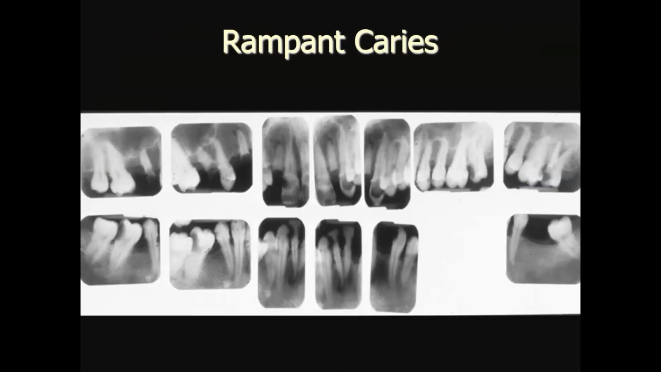Okay, this is rampant caries. This is just cavities literally everywhere. There's cavities all over. You've got the radiolucency here. It kind of goes to here. There's another one here. They've actually lost the whole crown on those two teeth.